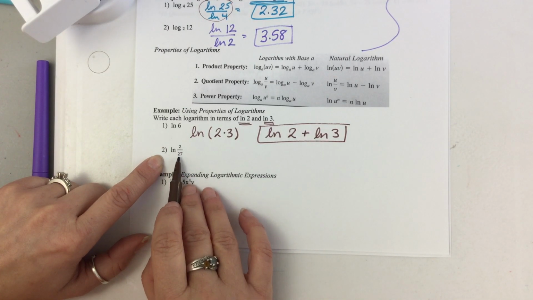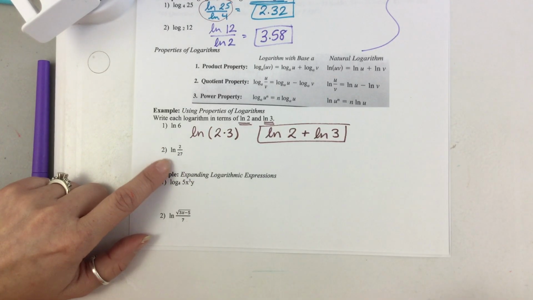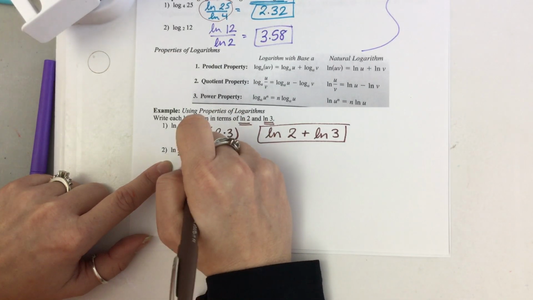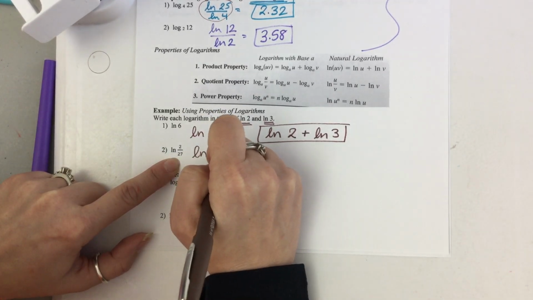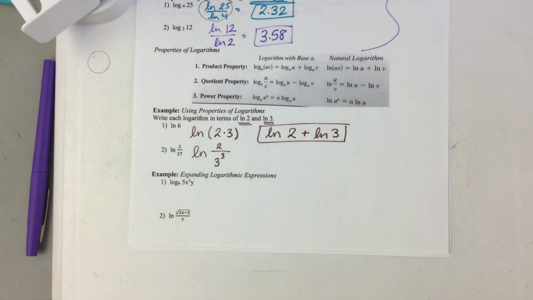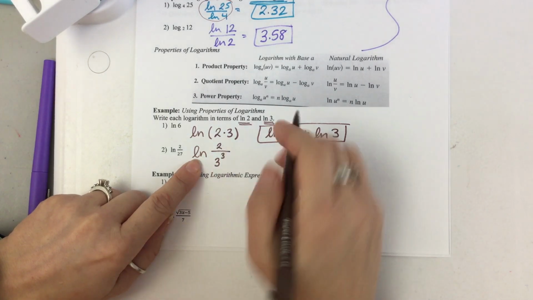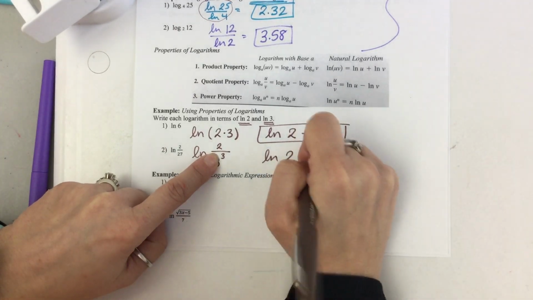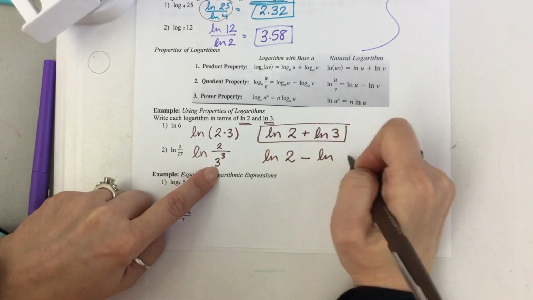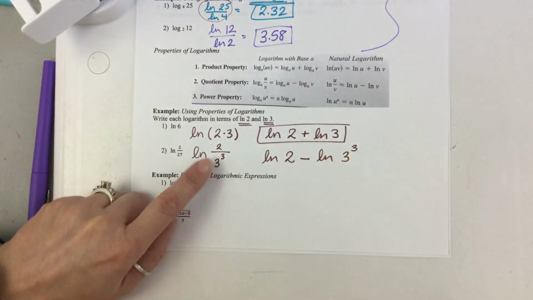Now this is a 2. I need to turn 27 into just 2's and 3's. So here I have natural log of 2 is fine. 27 is 3 cubed, 3 times 3 times 3. So now I'm going to expand this. I have the natural log of 2. Division, so it's minus. Now it's the natural log of whatever's on the bottom, 3 cubed.